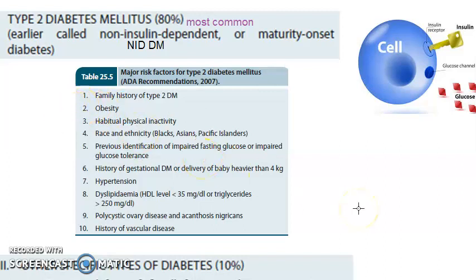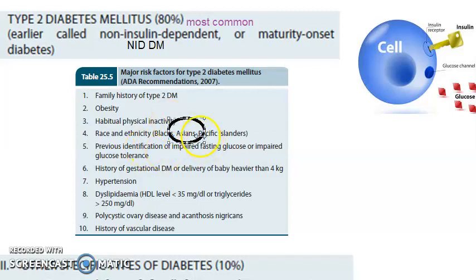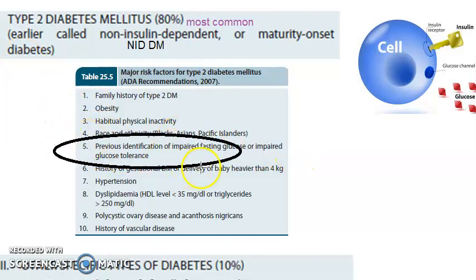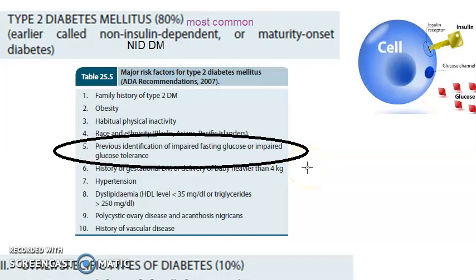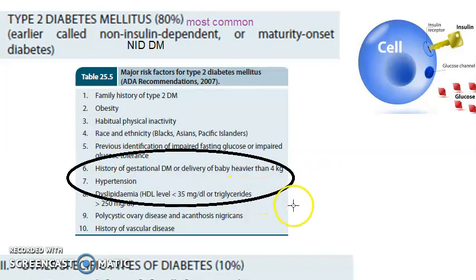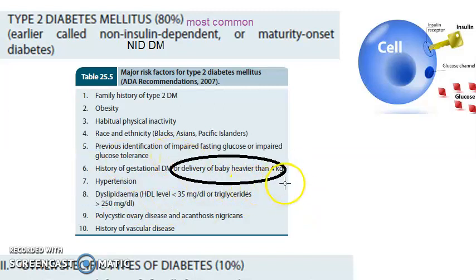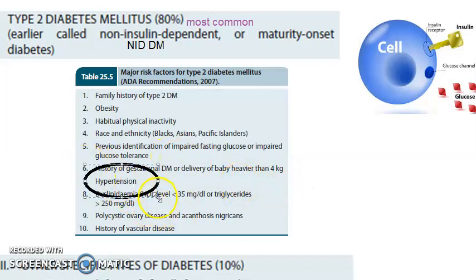Habitual physical inactivity. If there's physical inactivity, obviously the person will probably go to obesity. Race and ethnicity: Blacks, Asians, Pacific Islanders. Asians, you can remember us, Indians, and hence we can say type 2 diabetes mellitus is more common in our race and ethnicity. Previous identification of impaired fasting glucose or impaired glucose tolerance. So previously itself they have some glucose intolerance. History of gestational diabetes mellitus, delivery of a baby heavier than 4 kgs, hypertension.